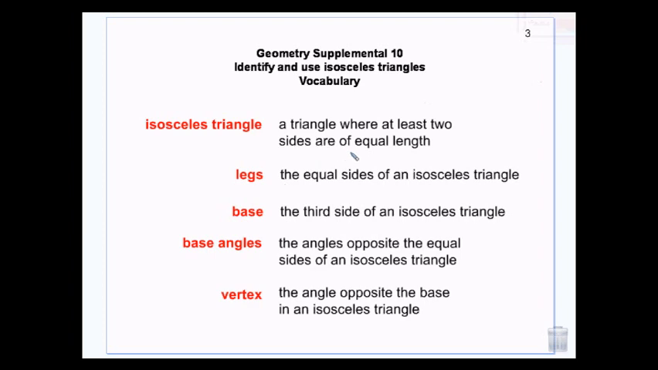An isosceles triangle is a triangle where at least two sides are of equal length. If all three sides are of equal length, it's also an equilateral triangle, but it's still also isosceles. It can be both. The legs are the equal sides. The base is the side that's not equal, or the third side. Base angles are opposite the equal sides, and the vertex is opposite the base.